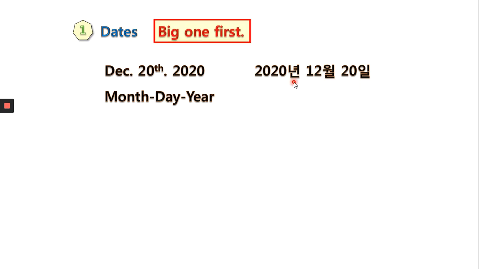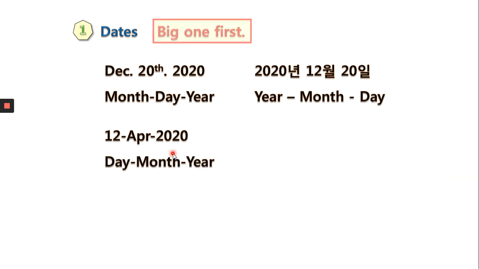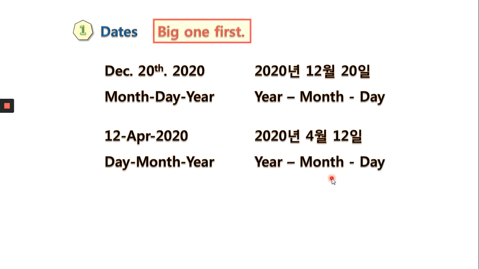Okay, so 2020년, 년 means year, and 12th month, December, and 20th day. Okay, 2020년 12월 20일. Year, month, day. And in English, sometimes they put the day first, 12th April 2020. Day, month, year. But in Korean, always big one first. Here, 2020년, April is, January 1월, February 2월, March 3월, April 4월. 4월 12일. So year, month, day always.